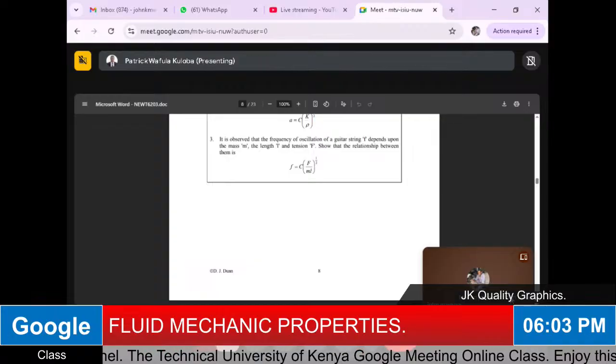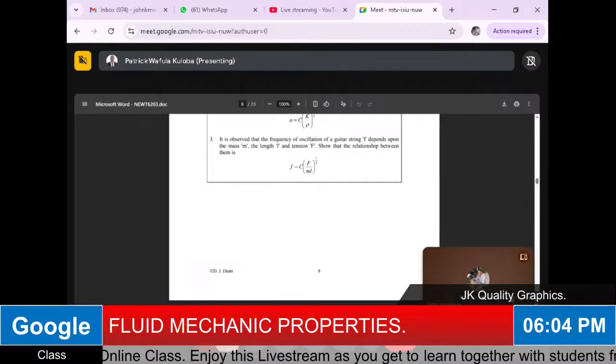The MLT equations for force: force is equal to mg, where m is mass and g is acceleration, which is L T raised to minus 2. Force is mg, as you all know. Force equals mass times acceleration, which is ma.